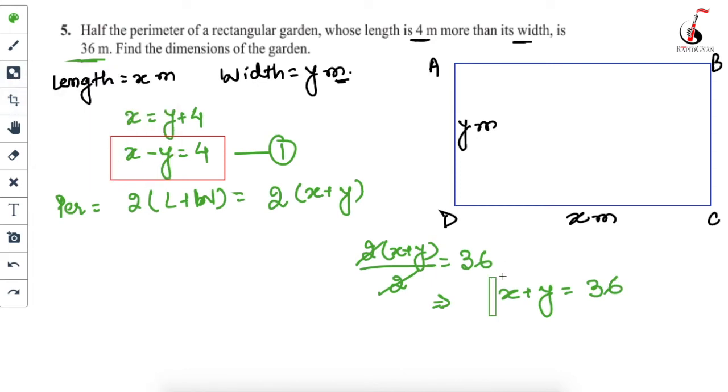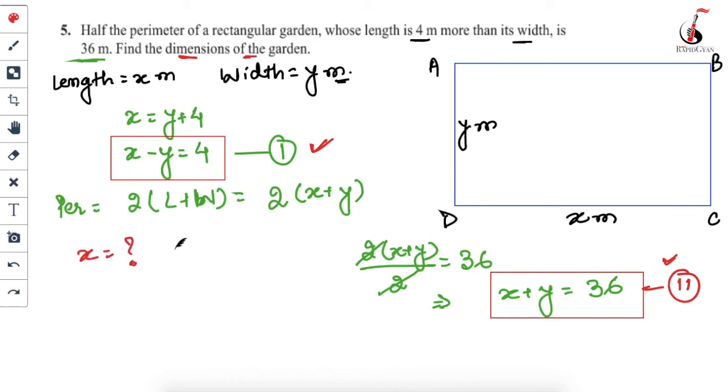From this I got my second equation. Second equation is x plus y is equal to 36. So this is my second equation. So now I have two equations, first equation and second equation. Now I will have to find the solution. What will you have to find? You will have to find the dimensions. Means actually you will have to find the value of x and the value of y. Correct?